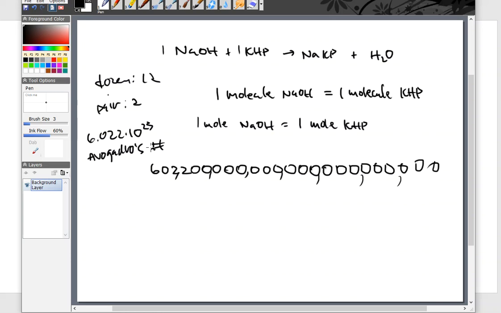Okay, so 1 mole of NaOH is exactly going to react or be equal to 1 mole of KHP. And when we talk about mole, this is the number that we're talking about. That many molecules swimming around in your flask. And there's tons more, by the way. There could be tons more that's there.